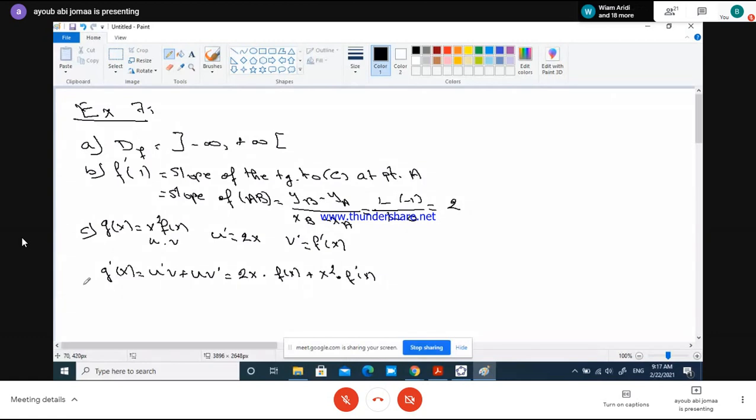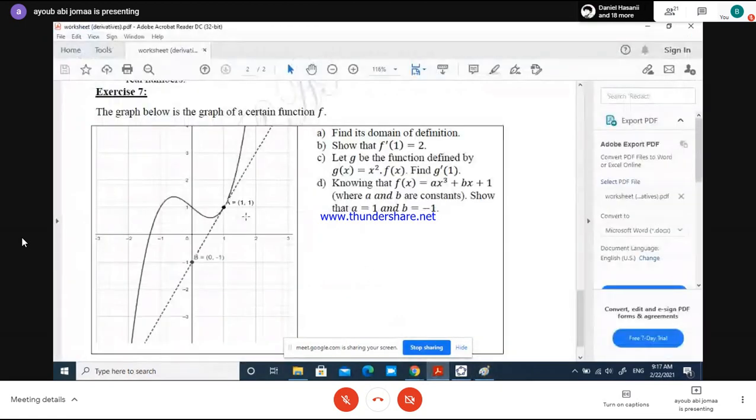Now, g prime of 1. Replace x by 1 in 2x, f of x, x squared and f prime of x. Then it is equal to 2 times 1 times f of 1 plus 1 squared times f prime of 1, which is equal to 2 times 1, it's 2. F of 1, back to the function. What is f of 1? From the graph.